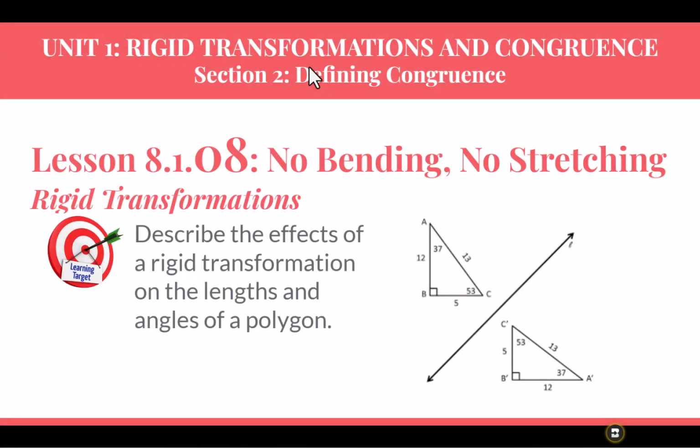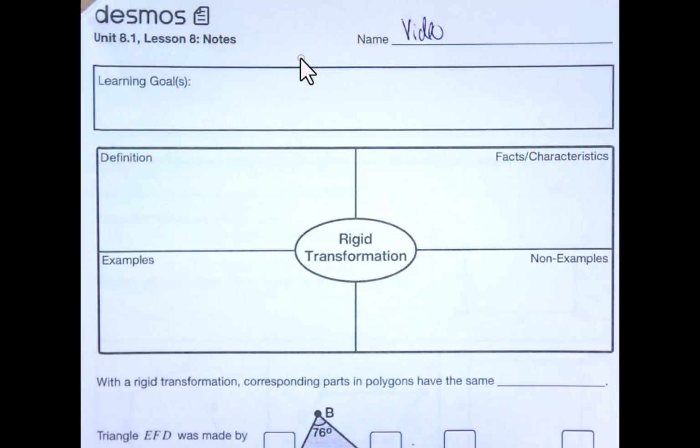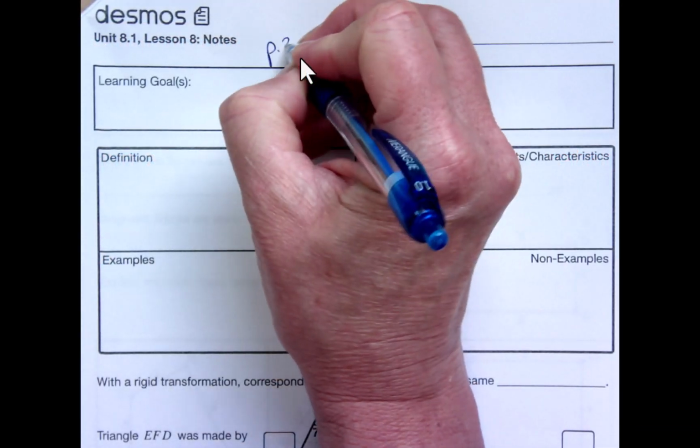Lesson 818, No Bending, No Stretching, Rigid Transformations. In this lesson, we'll describe the effects of a rigid transformation on the lengths and angles of a polygon. Okay, let's get started. We're on page 32 in your workbook.